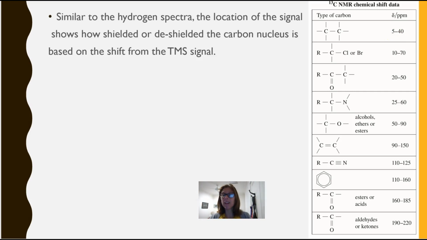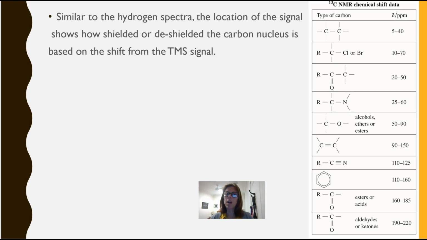Now, if we've got a haloalkane, you can see the hydrocarbon on this end connected to a carbon, and we've got our chlorine or bromine on the side. We should be seeing a peak then around the region of between 10 and 70. In the next one here, obviously we've got our ketones, so around the 20 to 50. Again, our amides, 25 to 60. Our alcohols, esters, will be in that range. You can obviously see these are alkenes, 90 to 150, and so on. So that's going to give us an idea of what the carbon environment is.